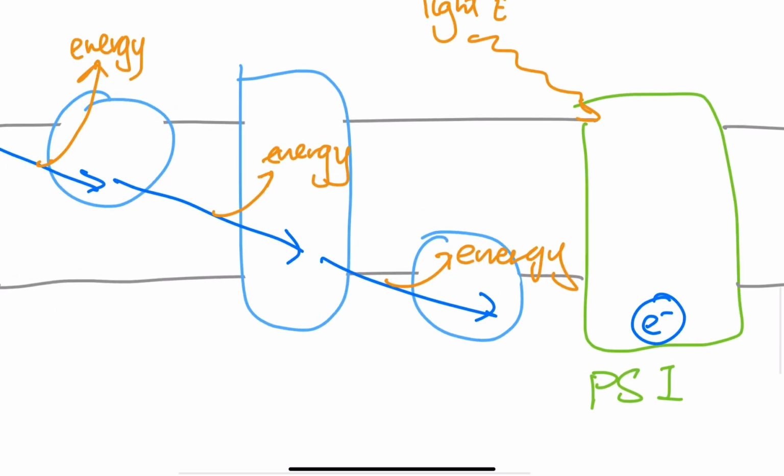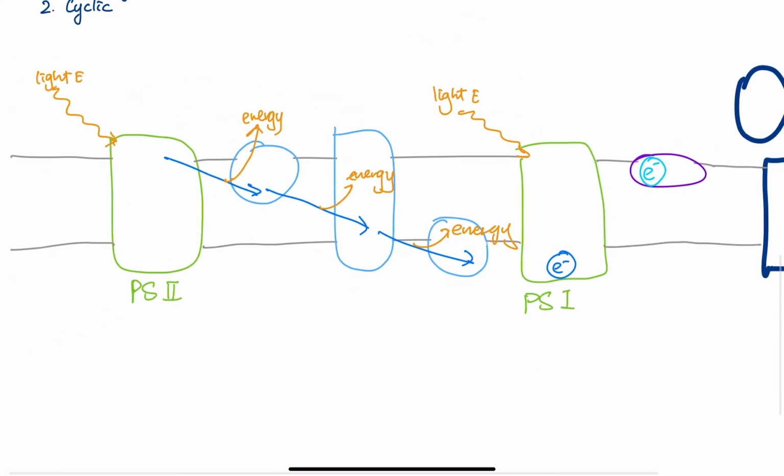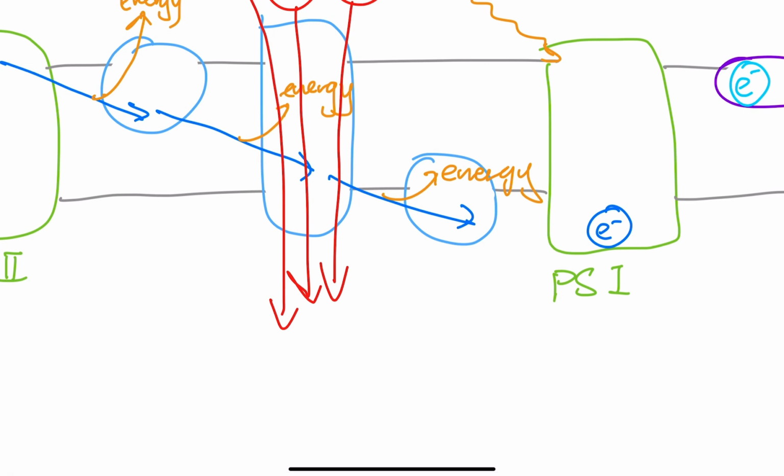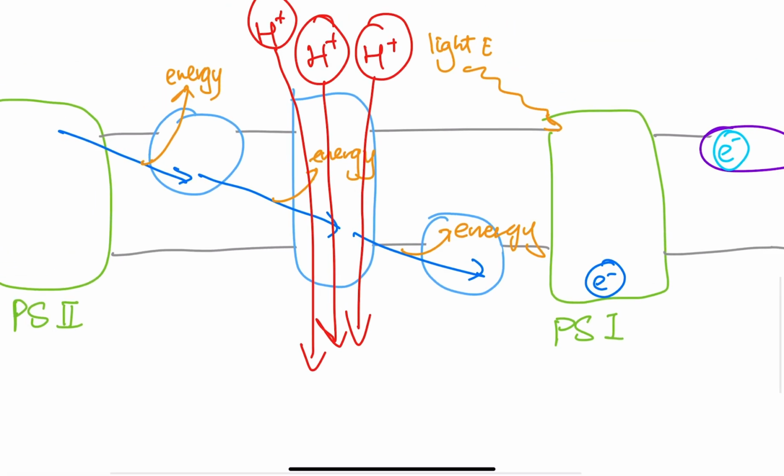No. So this energy right here is actually supplied to hydrogen ions. It's supplied for hydrogen ions that are outside the thylakoid membrane to be pumped back in. So this is actually what the energy does. The energy supplies the active transport of hydrogen ions from the stroma back into the thylakoid space.